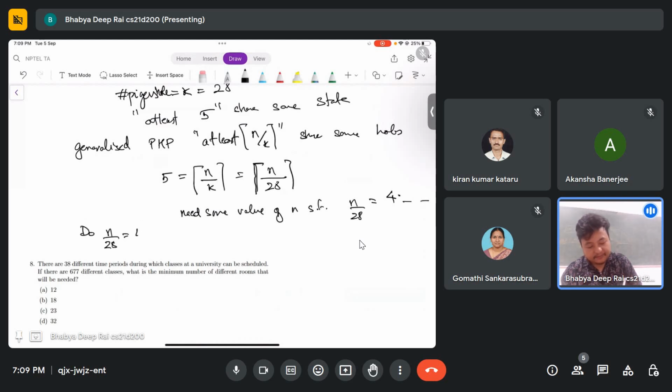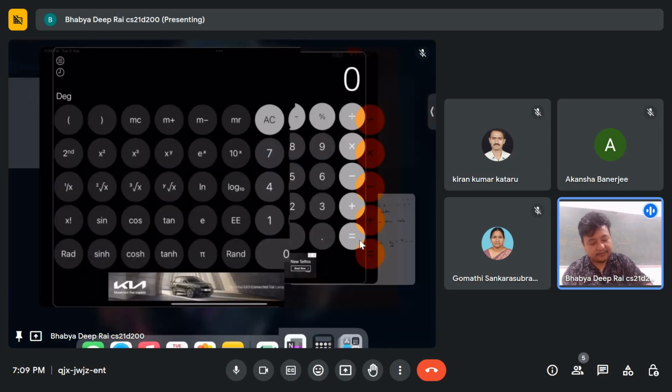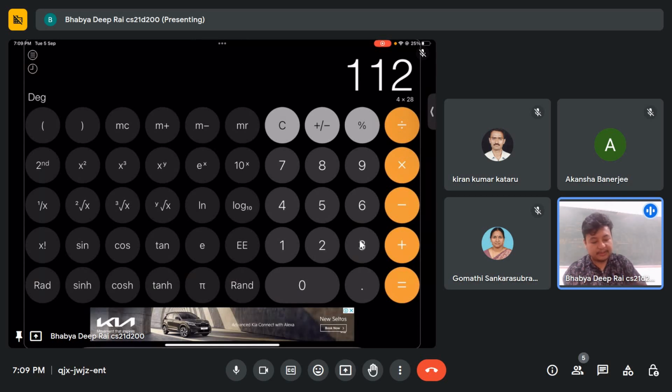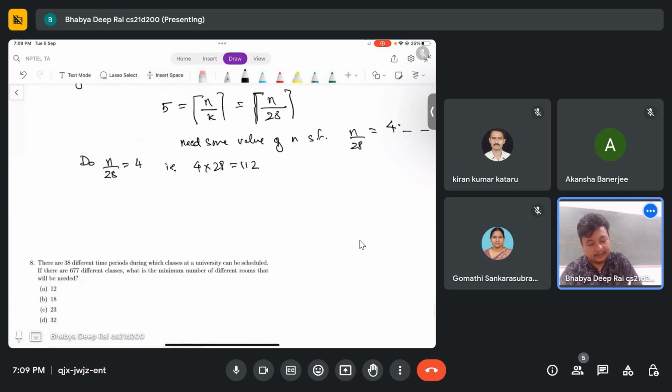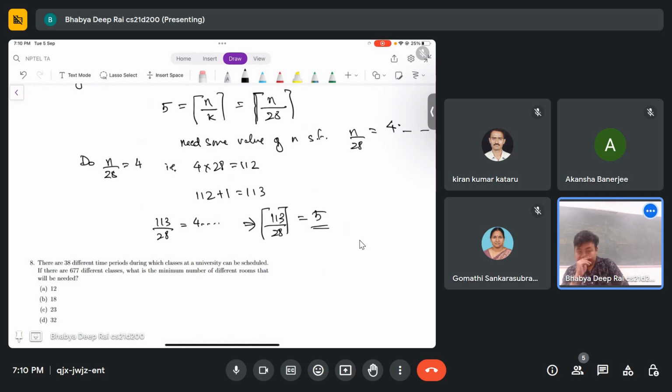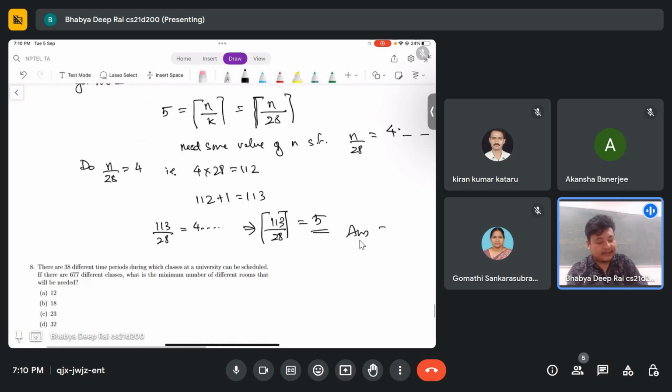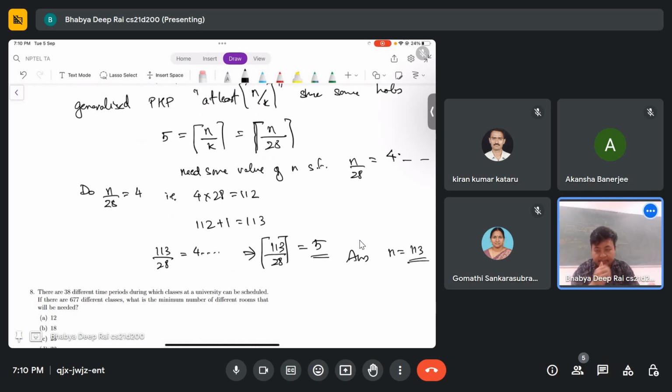Do n by 28 equals 4. That is n equals 4 times 28. So look for the closest one. 4 times 28 is 112, right? So until 112 everything is fine, but as soon as you increase by 1, 112 plus 1 equals 113. Now this will not be divided by 28 exactly. 113 divided by 28 will give you 4 point something something, which means that the ceiling of this value will give you 5. Therefore your answer is n equals 113. Okay.